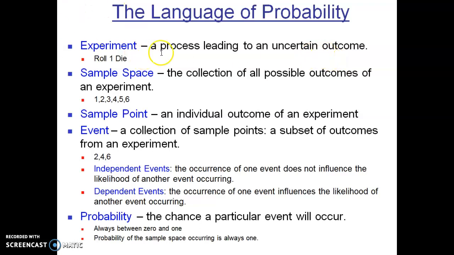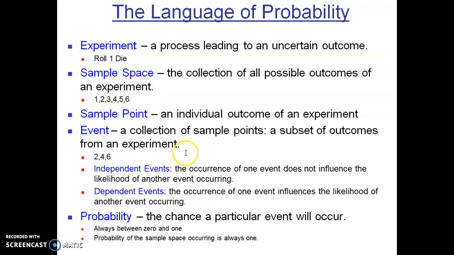So it's an experiment. The sample space is the collection of all possible outcomes of an experiment. Even though you don't know the outcome of rolling a die, you do know that it will be a 1, 2, 3, 4, 5, or 6. So that is your sample space for that experiment. A sample point is an individual outcome of an experiment. So if we roll the die and we get a 5, then that is a sample point.